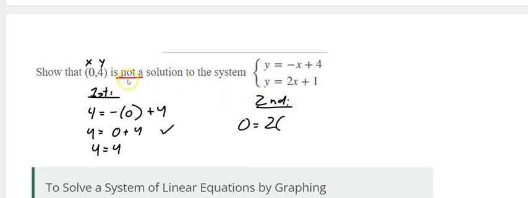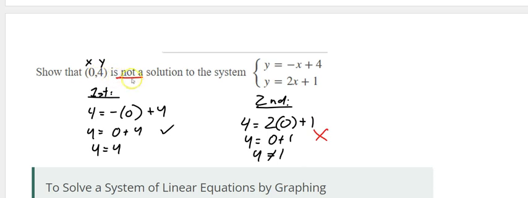We're going to have 4 equals 2 times 0 plus 1. I did this wrong, I'm sorry here. That's going to be a 4 there. Okay, 4 equals 2 times 0, which is 0, plus 1. 4 equals 1? I don't think so. So this one right here does not check out.